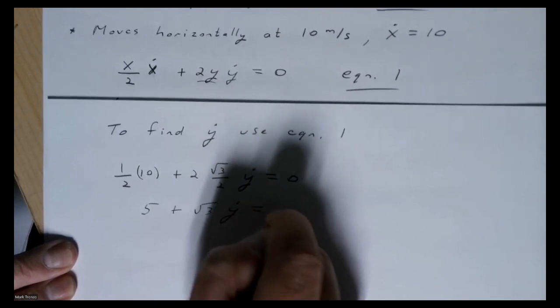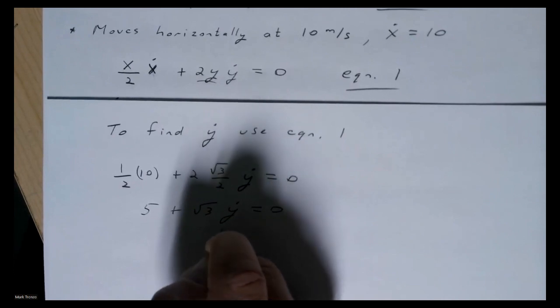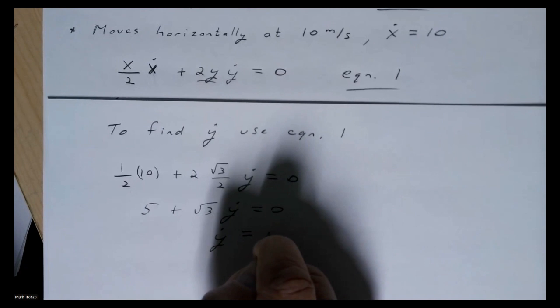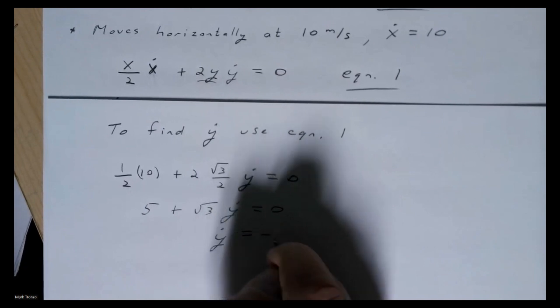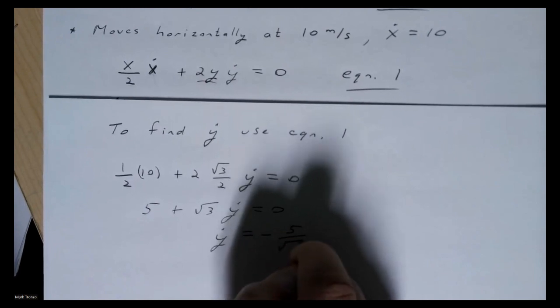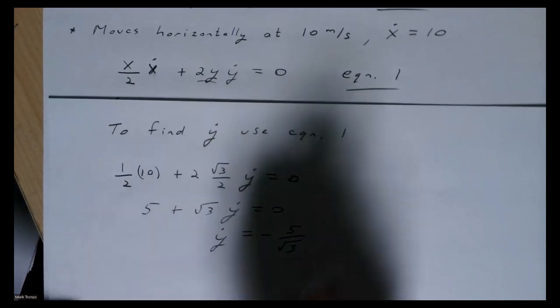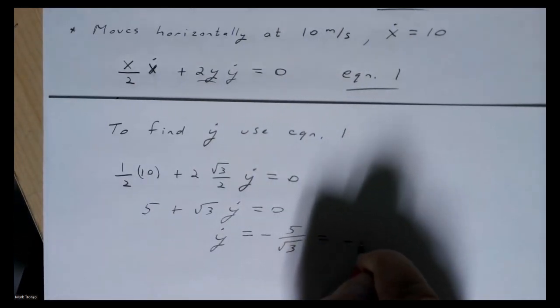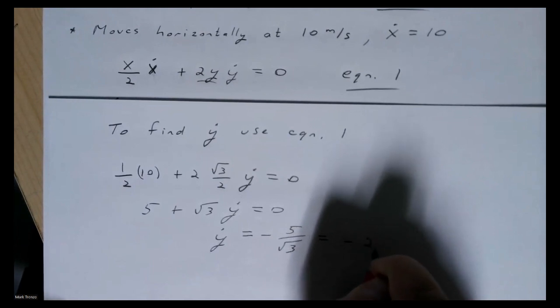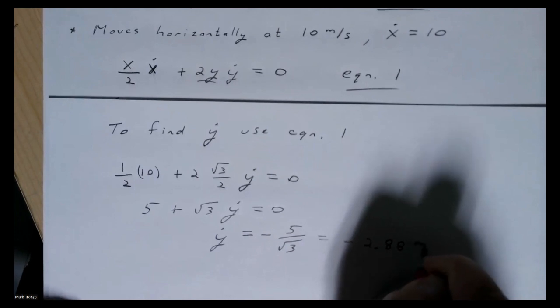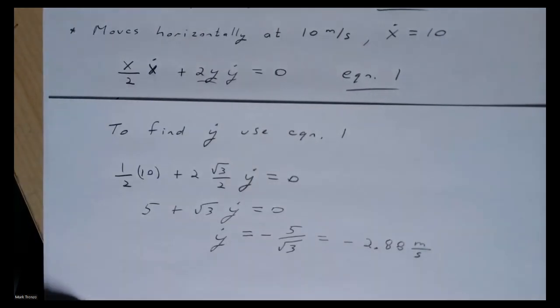y dot is 0. So you can see y dot is going to be negative 5 divided by the square root of 3. And when you put that in your calculator, that's going to be minus 2.88 meters per second, like that.